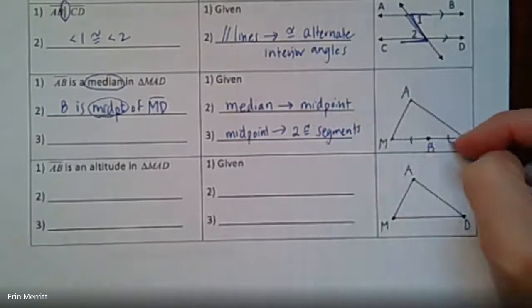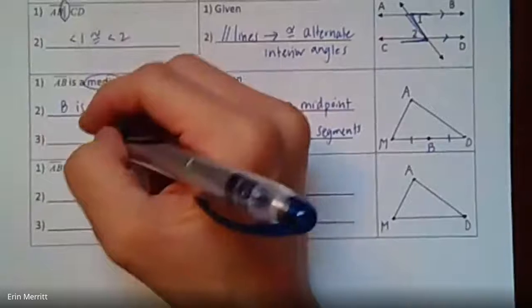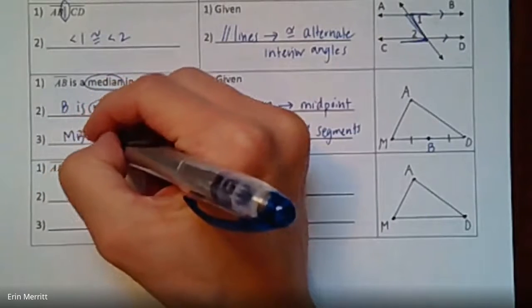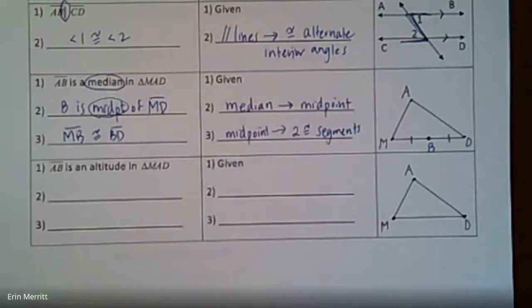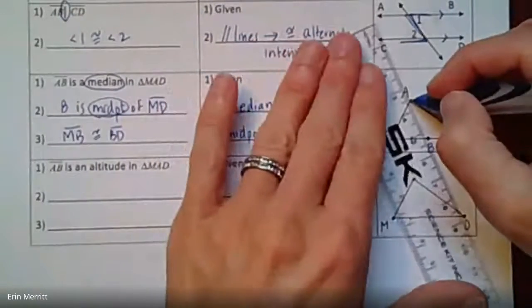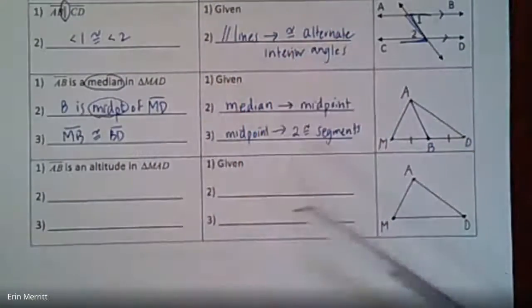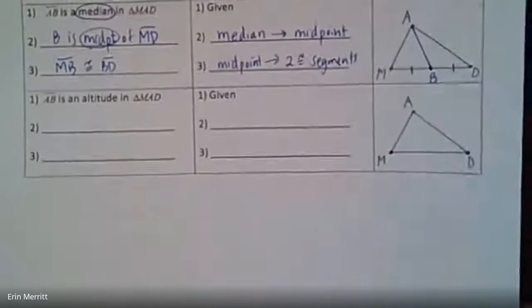So MB and BD. So that's what I'm going to put over here. MB is congruent to BD. And now to fully make this make sense, I should finish up the diagram itself. So I have a straight edge sitting here. I can line it up. There would be AB right there. So that's the median. If it was an actual triangle proof, it'd already be drawn in.